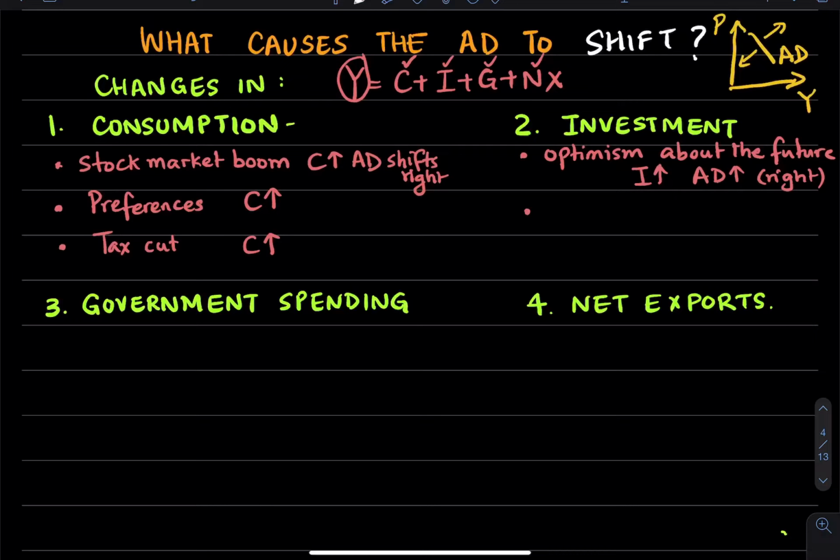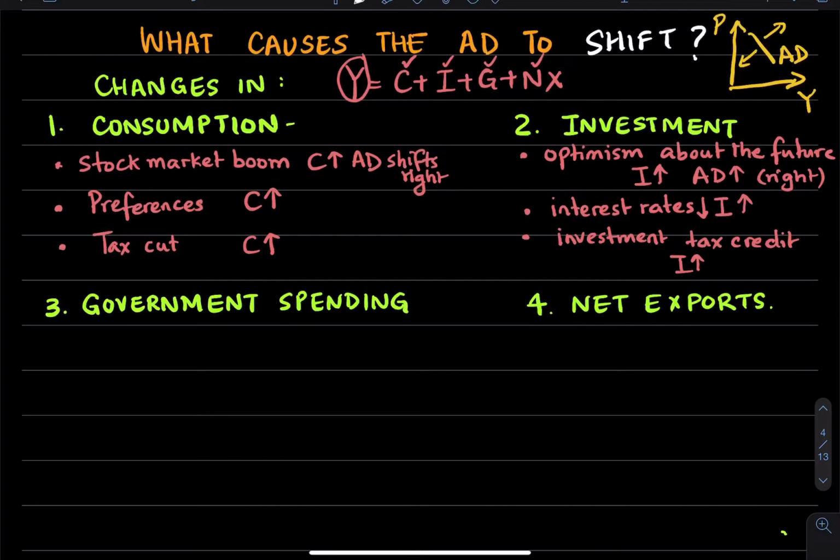You could also have interest rates that fall. That could increase investment. So if monetary policy is such that it leads to a decrease in interest rates, again, investment would rise if interest rates are falling because it's cheaper to borrow. And any kind of investment tax credit that leads to an increase in investment would also lead to a rightward shift of the aggregate demand curve.